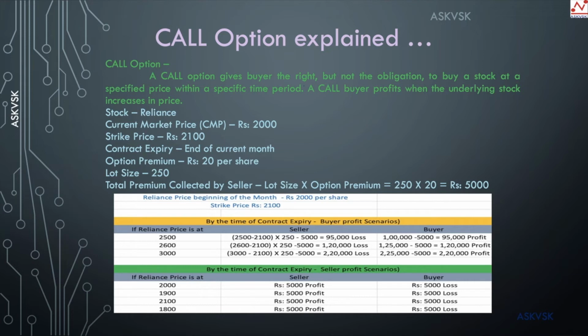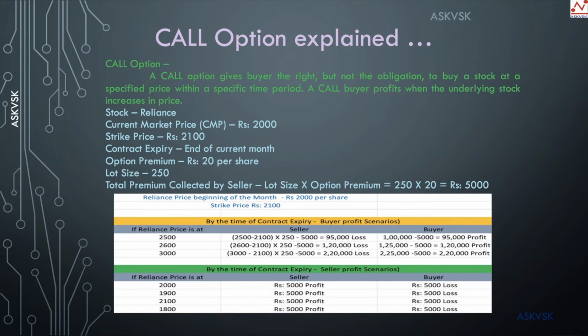Why would he want to exercise the contract which says to buy the Reliance share at rupees 2100? It would be foolish to do that. So he's not going to exercise it. All that he loses is the rupees 5000 he's paying as a token amount to the seller. He's going to lose that amount, and whatever the buyer is losing, that is the profit that the seller is making.